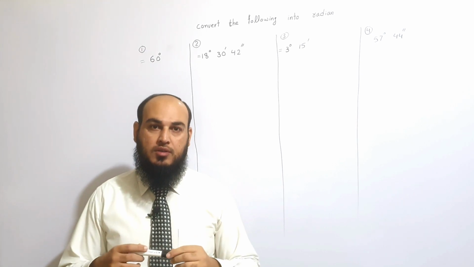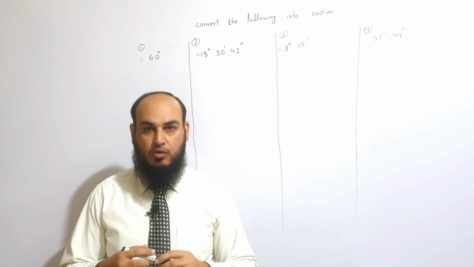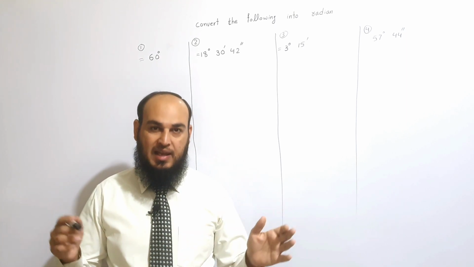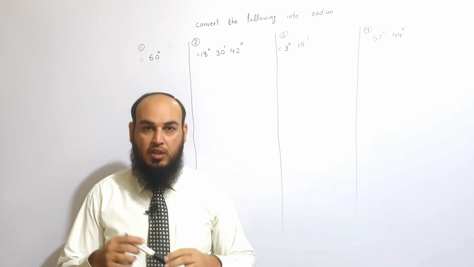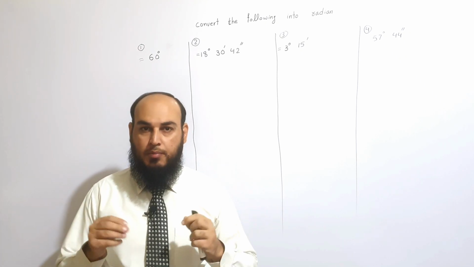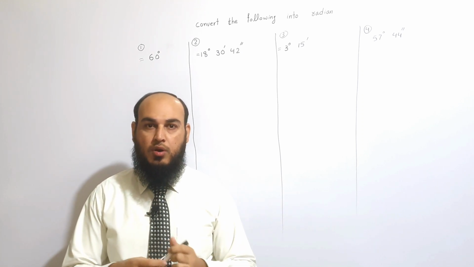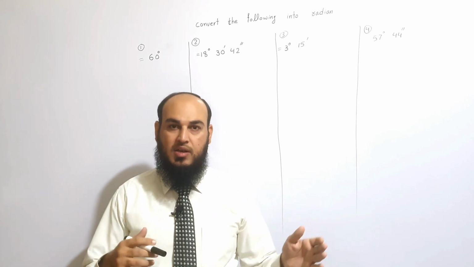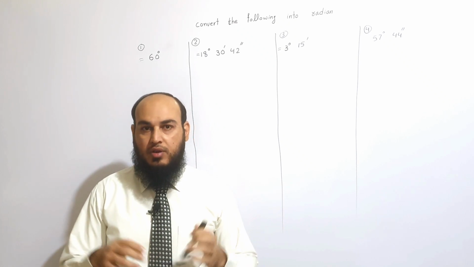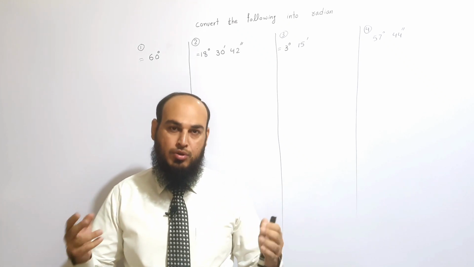Today we are going to talk about trigonometry. The introduction of trigonometry is covered in the previous lecture. Today in this lecture I am going to cover the first topic of trigonometry, that is how to convert degree into radian. First of all you have to know that an angle has two units.